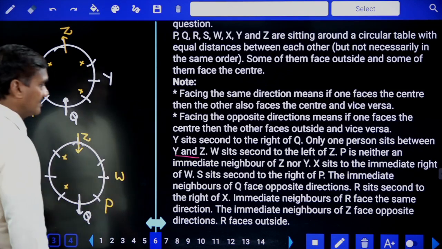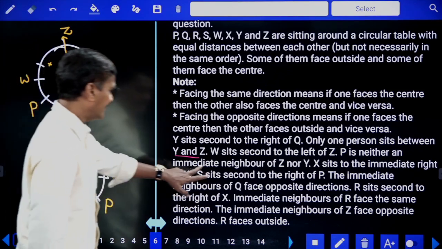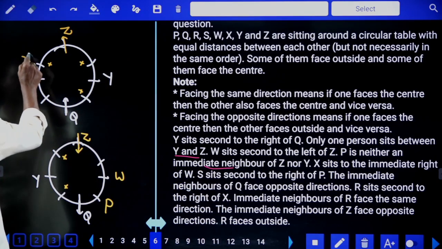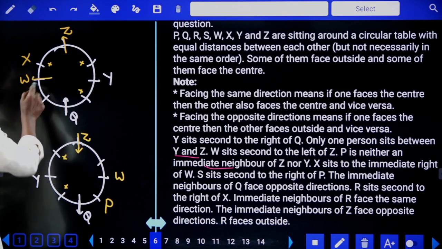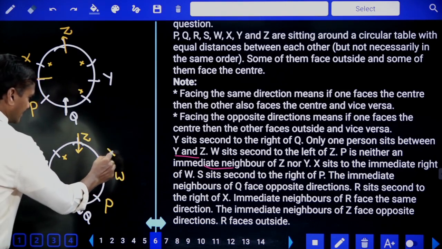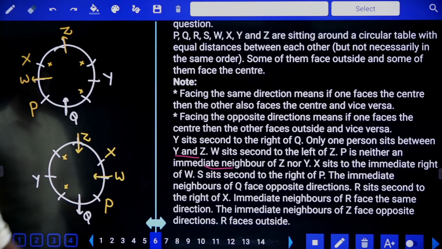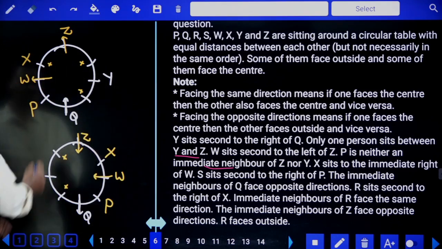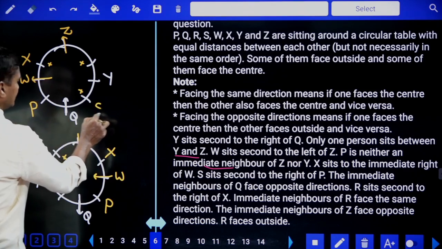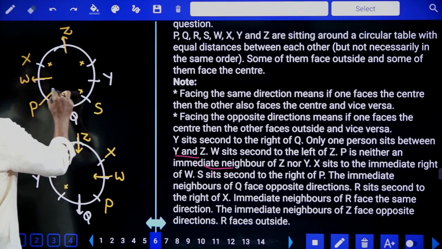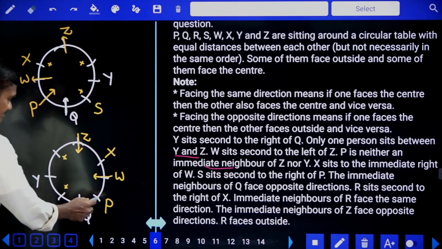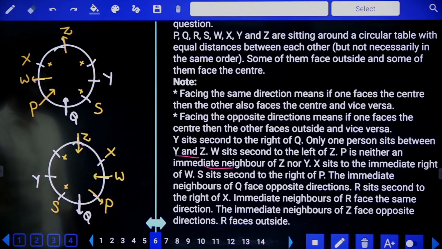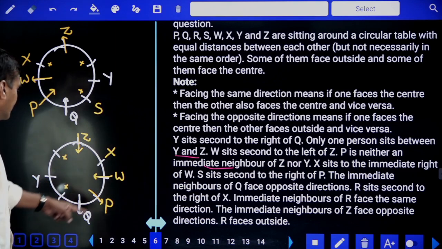P is also fixed. And next one, X sits to the immediate right of W. X is here. Since it is the immediate right, W is away. W is facing the center. And next one, S sits second to the right of P. Since P is here, S is seated second to the right. Second to the right means P is facing the center. S is seated second to the right of P. P is here, S will be away from the center.